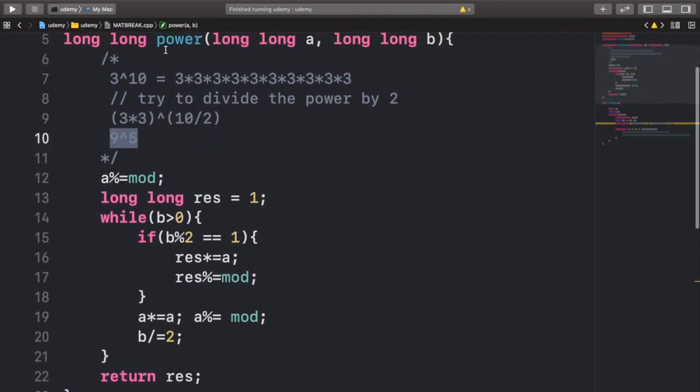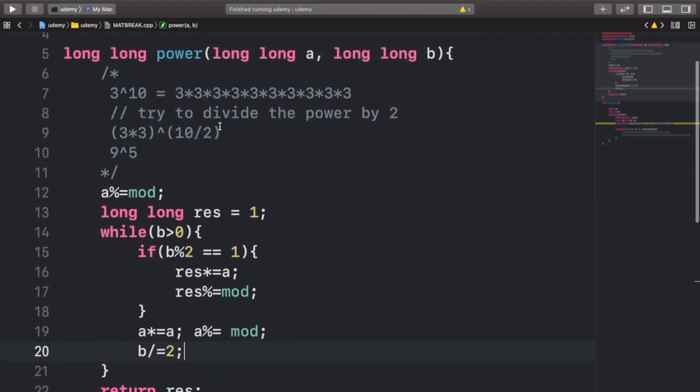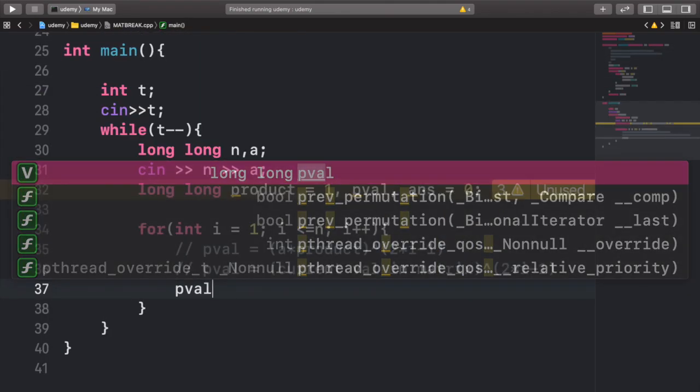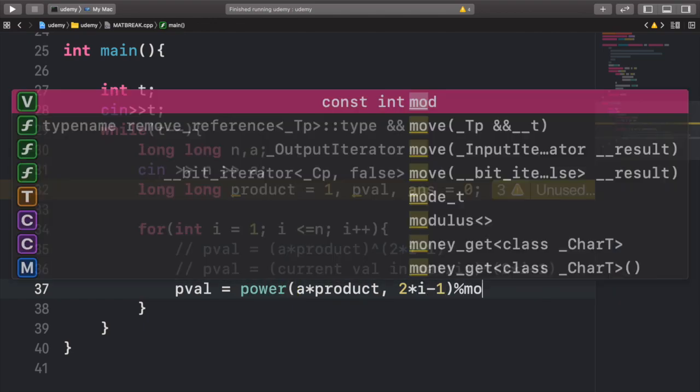And so that's exactly what this power function does. We keep on multiplying the base, which is a, by itself. So here we multiply 3 by itself to become 9. And then we keep on dividing b, which is the power, by 2. And so by doing this, we get a fast and efficient way to calculate the power of 2 numbers. And so let's use this function, and let's write p_val is equal to power of a times the product, and then 2 times i minus 1. And then we'll take mod of this.